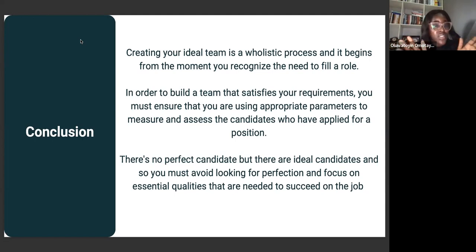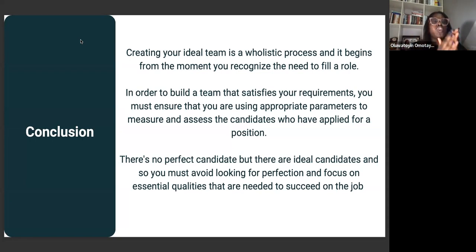Here's one thing I'm going to leave you with. There is no perfect candidate. There is no perfect person on the face of the earth. I don't know if there are perfect people here, but there are no perfect people that I know of. And so you must ensure that you're not looking for perfection. You're looking for improvement. You're looking for teachability. You're looking for progress, okay?